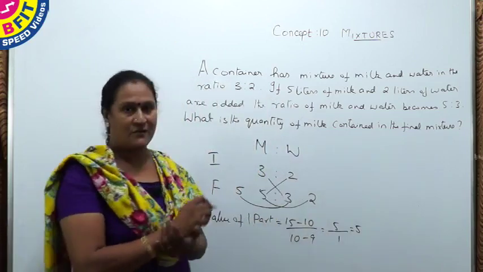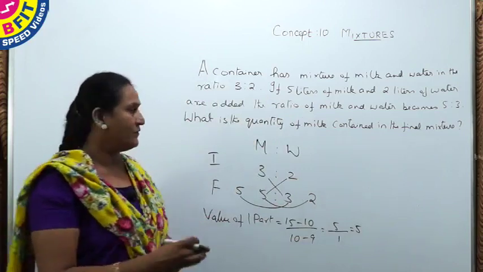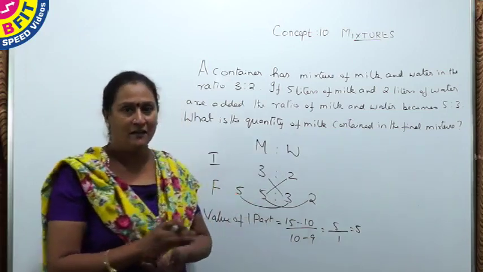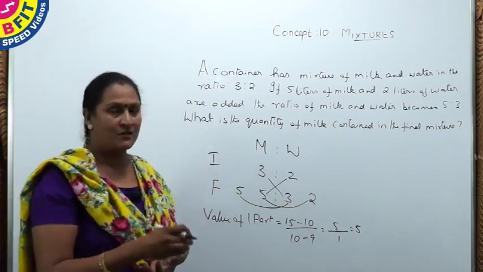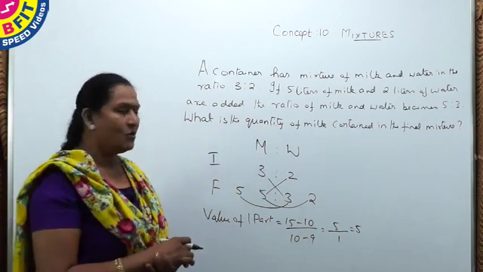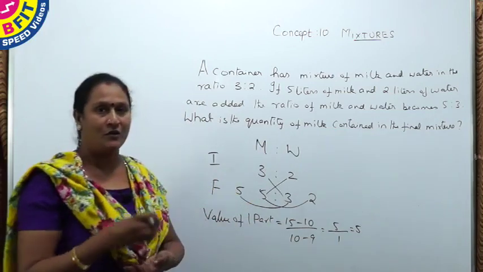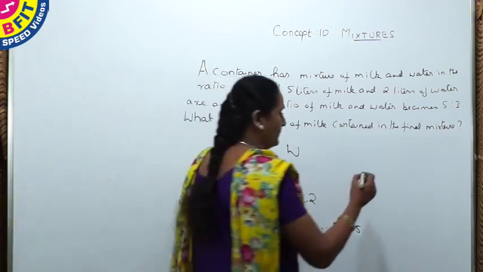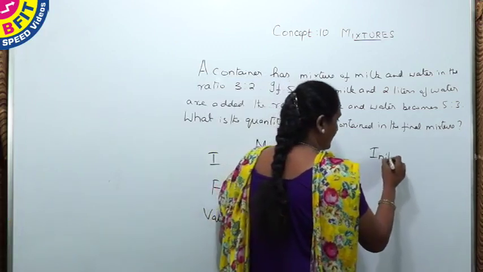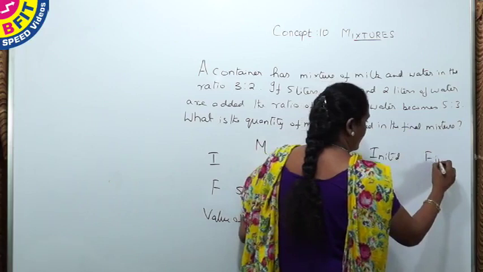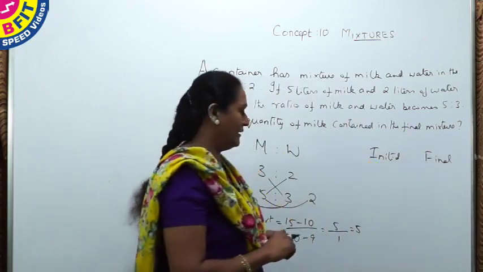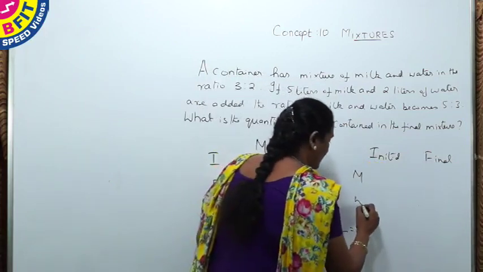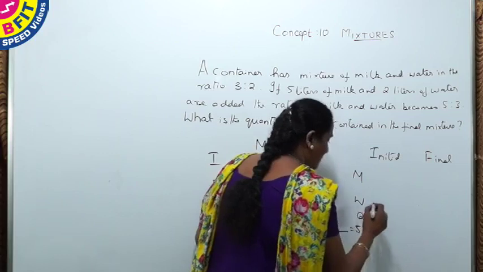After finding the value of one part, you can give the answer for whichever is asked. Here we are asked to find the quantity of milk contained in the final mixture. Suppose they ask what was the initial quantity of milk or water, or the final quantity of milk or water, or the final total mixture, we'll see how to work out. So initial and final, milk and water, and quantity.